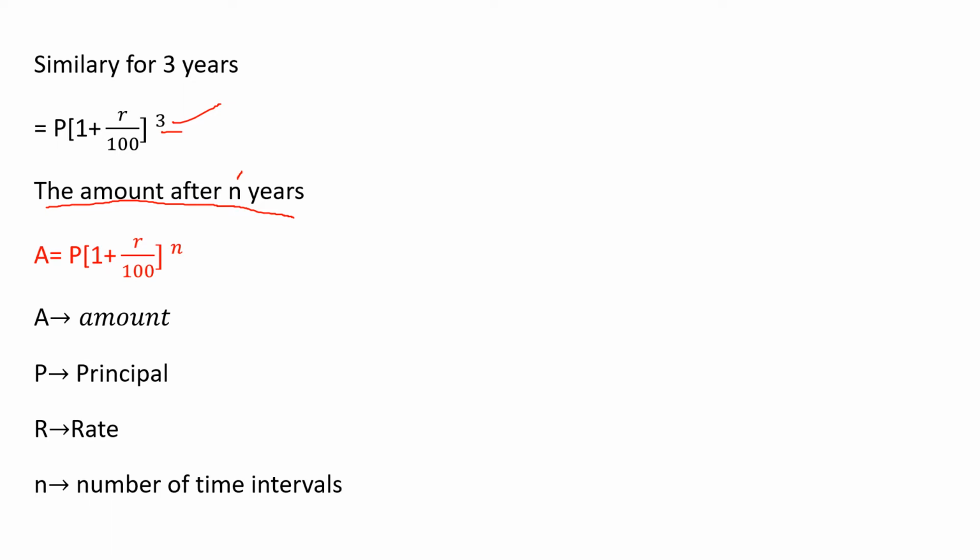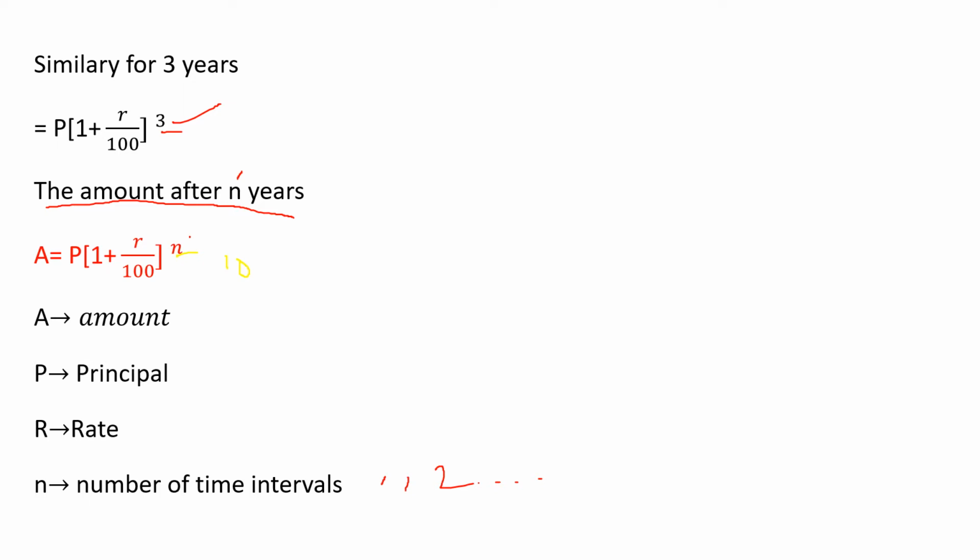Okay, repeat after me, children. A is equal to, A means what? Amount equals P into 1 plus R by 100, the whole power n. A means amount. P means principal. R means rate. N means the number of time intervals, maybe 1 year or 2 years or 3 years, and so on. Based on the question, you have to change the value of n. For example, if the question says 10 years, then in the place of n you will write 10. Understood, children?